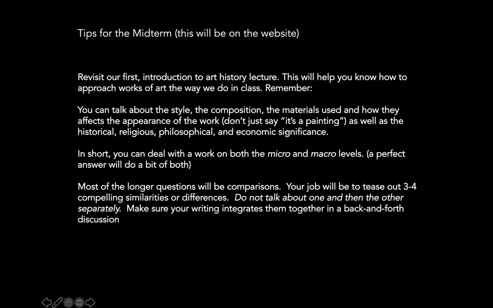So revisit our first art history lecture, where we went through the different registers of how you would talk about a work. So when you're answering this at home, be able to talk about the style, the composition, the materials used, what it looks like, right? Because this is a take-home, I'm going to expect a bit more here. So I'm going to want you to be attentive to what you're looking at as an object, like we did a little bit with Giotto just now.